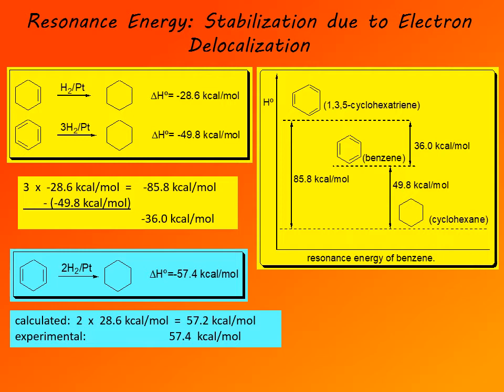So this shows that our reasoning is correct, that if one double bond in six-membered ring releases a certain amount of energy, 2 double bonds that are not delocalized should release twice as much, and then we can conclude that 3 should release 3 times as much.